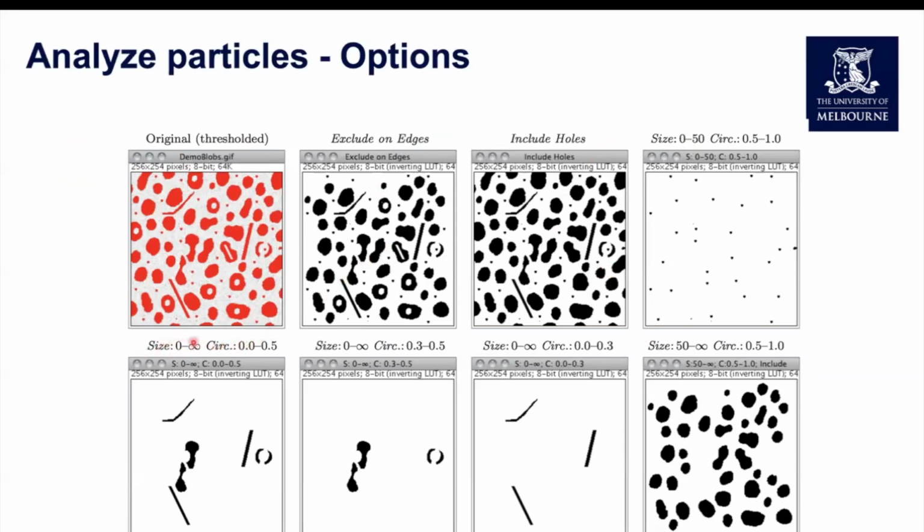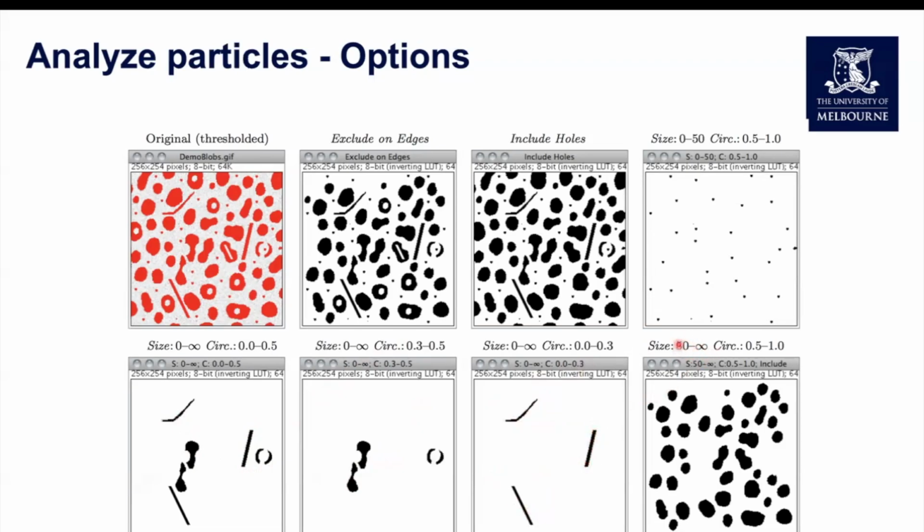In this example, we're not filtering based on size, but we are filtering based on circularity. So anything with the circularity below 0.5 identifies these globular and elongated structures. You can further refine that. So between 0.3 and 0.5 gives you the more globular structures. Below 0.3 gives you just these elongated structures.